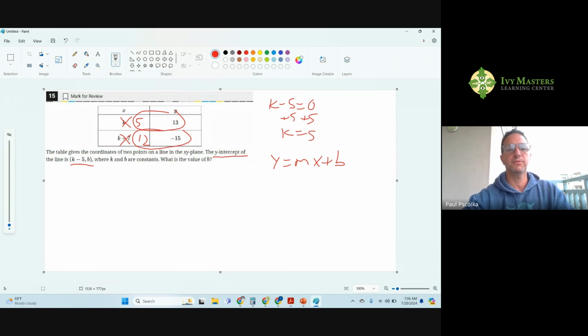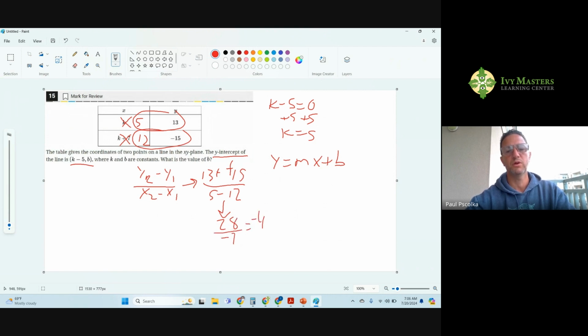So if I were finding the slope, it's y2 minus y1 over x2 minus x1. I like to keep it positive when possible. So I'm going to do 13 minus negative 15 over 5 minus 12. So we can't keep it positive. Subtract a negative, you add a positive, and then what do we get? We get 28 over negative 7, which is negative 4. So underneath the m, I'm going to put negative 4.